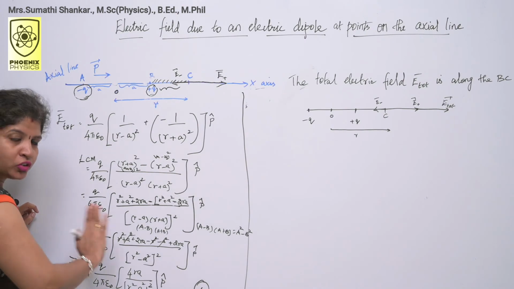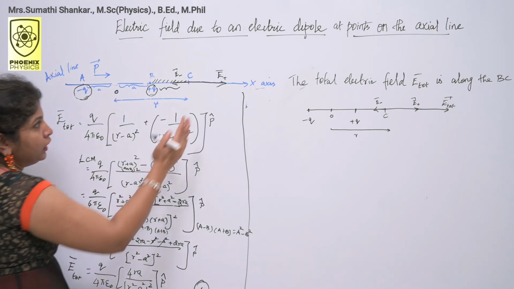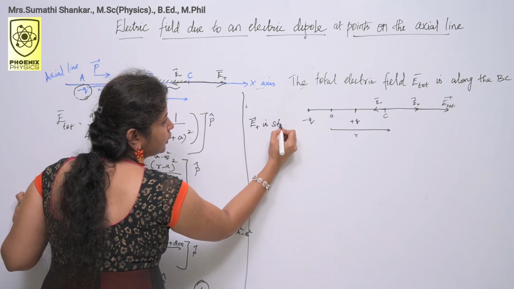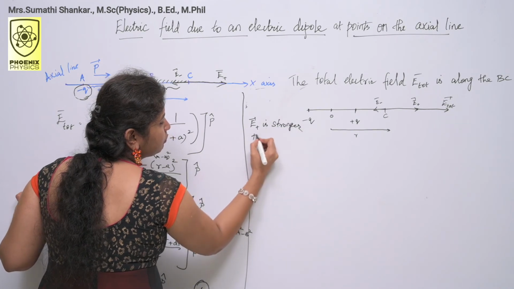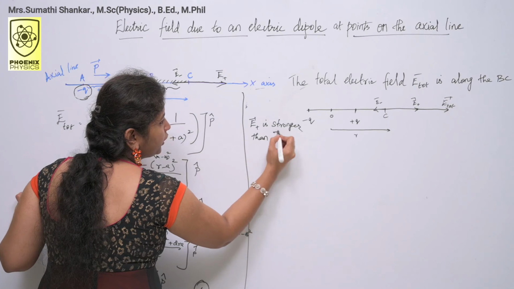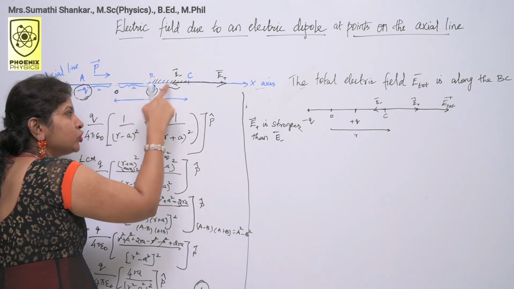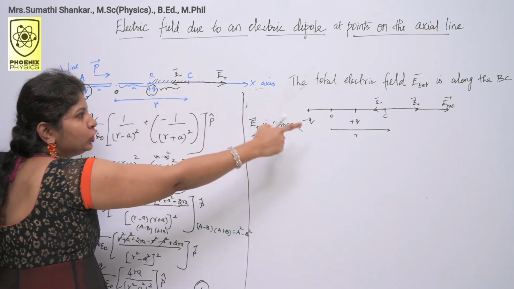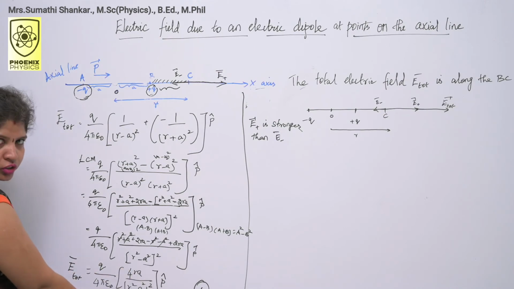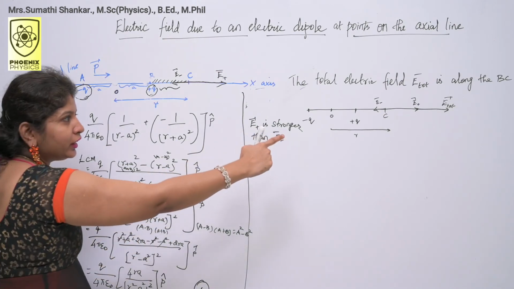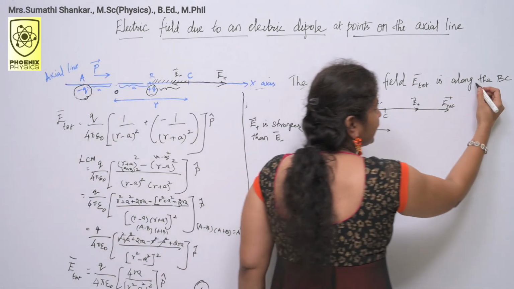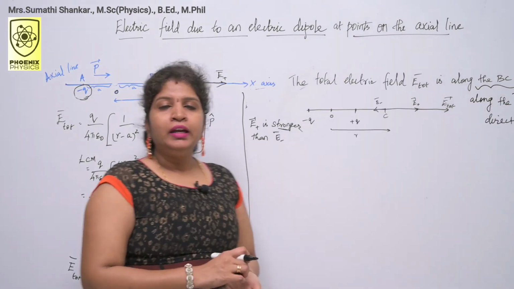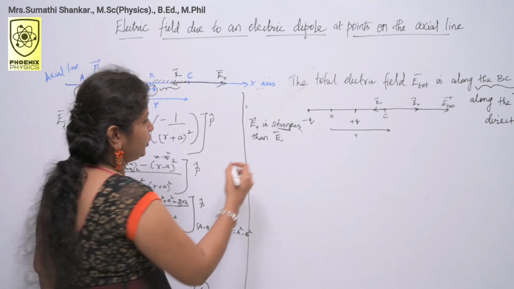I got a positive quantity. So you know that E plus is stronger than E minus. Why? Because this plus Q charge is close to C. So E plus is stronger than E minus. The total electric field, we got only a positive quantity. So the total electric field is along the BC line, or along the E plus direction. Next we are going to discuss one special case.